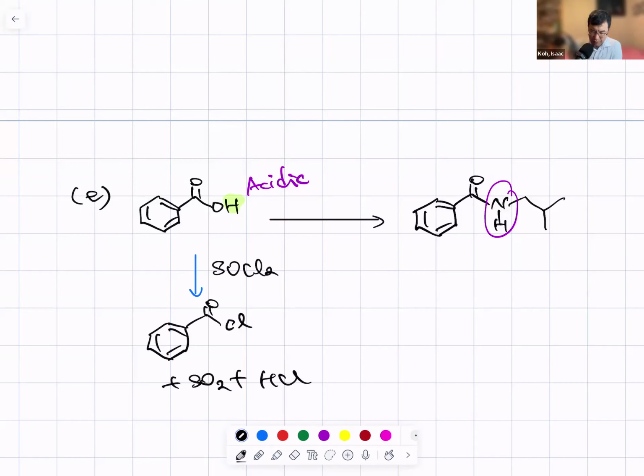And now we can treat this one with, this is most reactive. Acyl chloride is the most reactive carbonyl compound. We can treat this one with a nitrogen nucleophile, and it will be reacting. This one will attack, and it will be moving up to the final product.